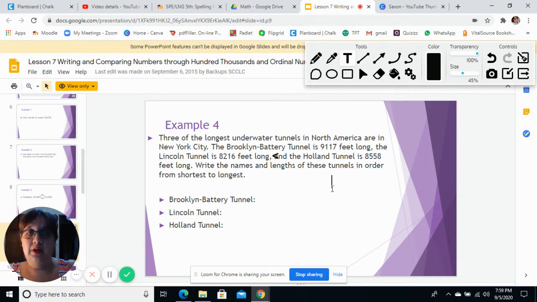Example 4. We're going to go ahead and skip this example today, all right, for the sake of time. So we're going to go ahead and skip it, but if you would like to pause and figure it out on your own, you are welcome to do so.